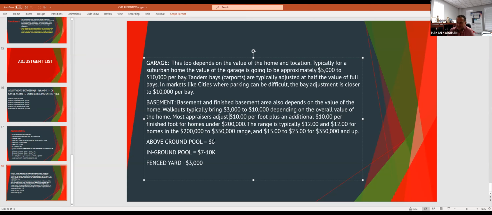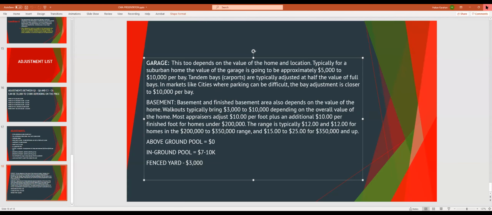Above ground pool, zero value in the appraiser's eyes. In ground pool, $7,000 to $10,000. Fenced yard, $3,000. All right, so that would be the last page.